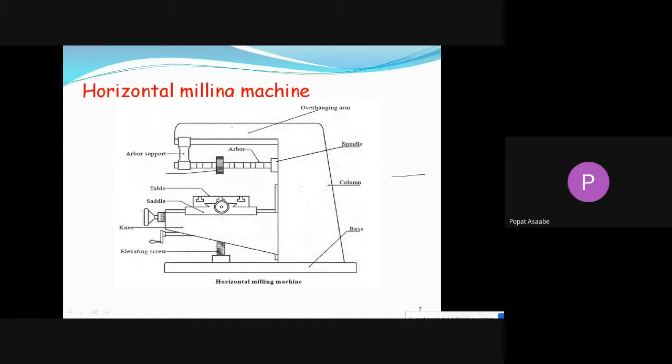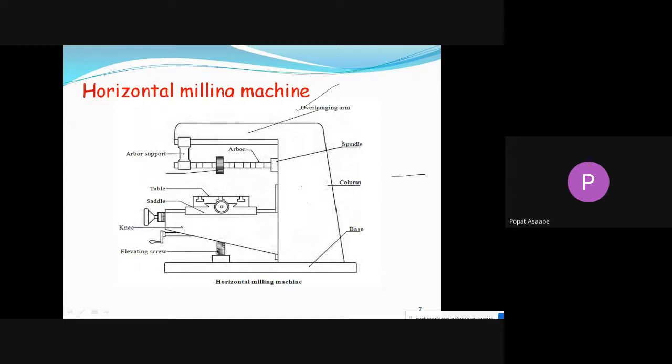Again, at the top of the vertical column there is one overhanging arm, and to that overhanging arm one arbor support is mounted. With the help of that support we can easily hold the arbor, or provide support to it. It means one end of your arbor is fixed into the arbor support, and the other end of your arbor is mounted into the hollow spindle.